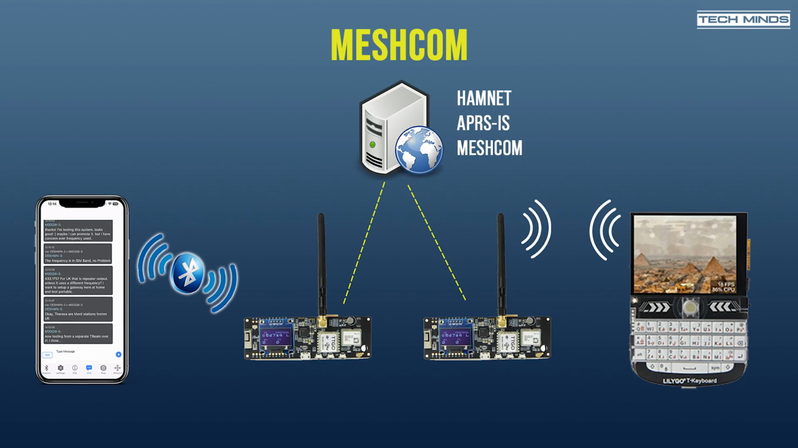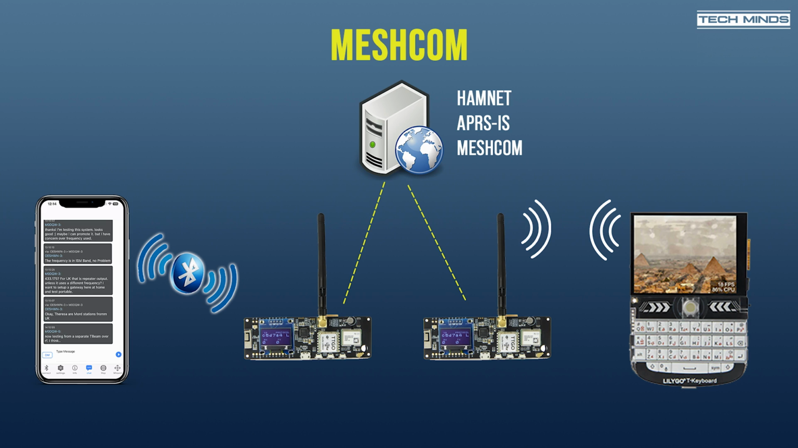As a recap, we can look at this slide that shows two T-Beam devices connected as gateways. Any valid transmissions they receive will be sent to the connected internet gateway, which can be either Hamnet, a MeshCom server, or the APRS network, depending on the packet type.